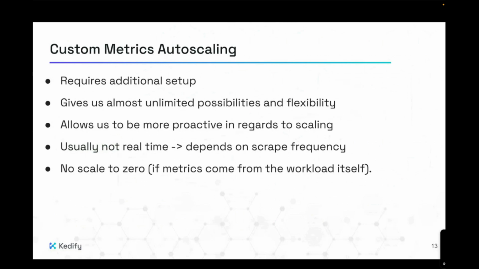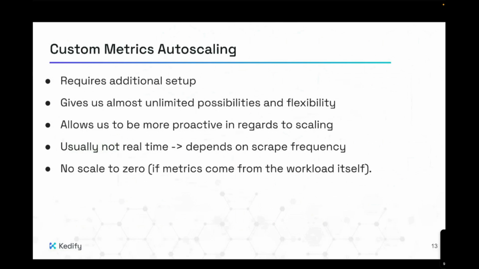But it gives us almost unlimited possibilities. The rule is, if there are some metrics you can expose, you can use them for autoscaling. So it's a very powerful setup, and it allows us to be more proactive. The CPU and memory consumption-based scaling was reactive, so it reacted to the actual load. But with this approach, we can be more proactive. For example, we can see these metrics in the ingress, so let's start scaling out the target workloads before the load is actually happening there.